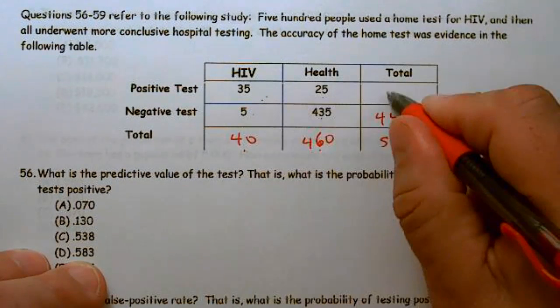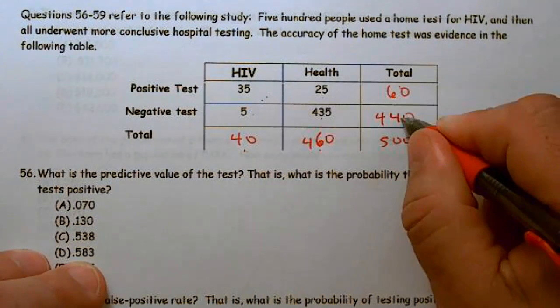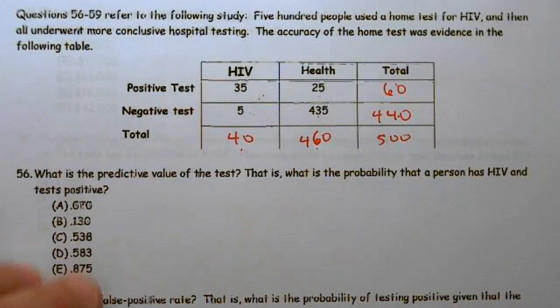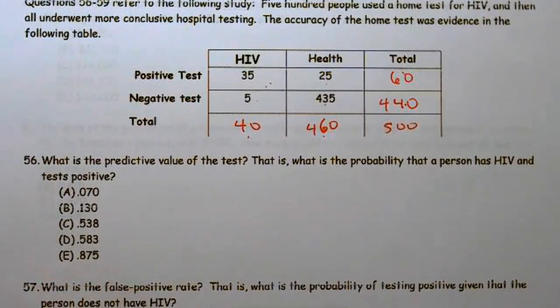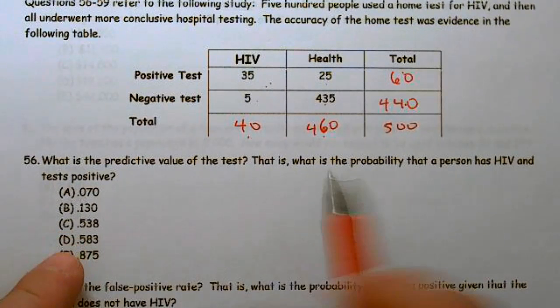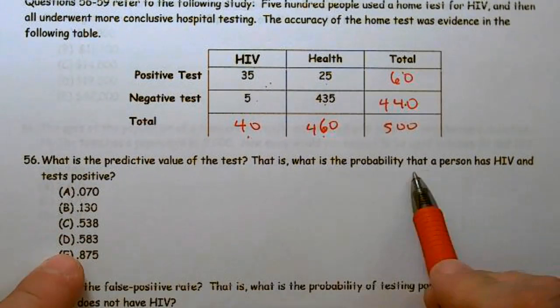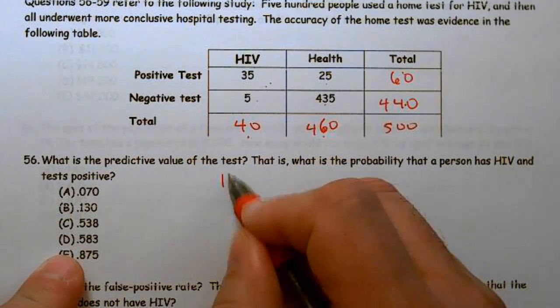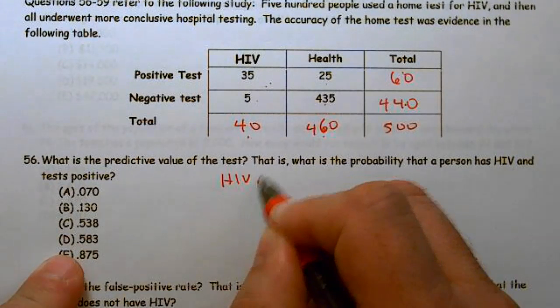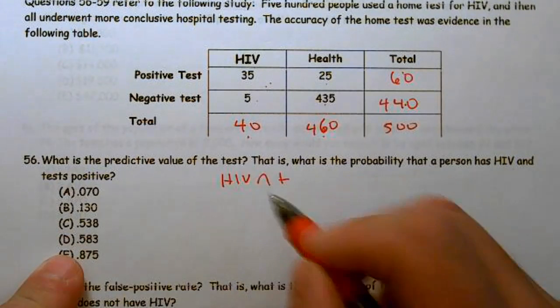35 and 25 are 60, and 60 plus 440 is 500. So everything seems to sum up correctly. Okay, so what is the predictive value of the test? That is, what is the probability that a person has HIV and tests positive? This doesn't say anything about given, but it does have the word and. So we're looking for HIV intersect positive.